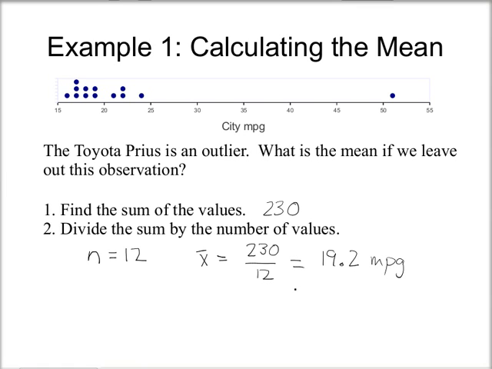So that's actually a pretty big difference. Before I had 21.6, and now I've gone all the way down to 19.2, so that's a difference of 2.4 miles per gallon. So leaving out the outlier actually had a pretty big effect on the mean.